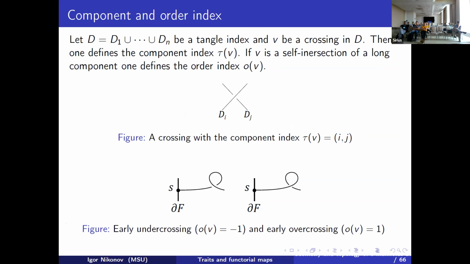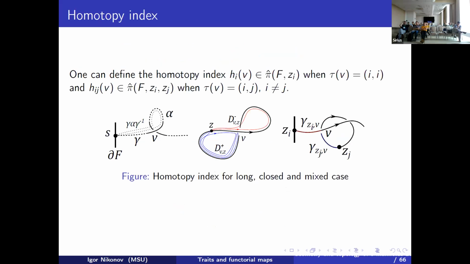If we have a long component, a long knot, for example, then there are two types of crossing: earlier undercrossing and earlier overcrossing. And we can differ between these two types, and this is another characteristic. And next, the homotopy index is the homotopy type of half of the diagram at the crossing. It is an element of the fundamental group. And together, the component index, order index, this homotopy index and the sign of the crossing is the complete characteristic of the crossing when we consider diagrams in a fixed surface.